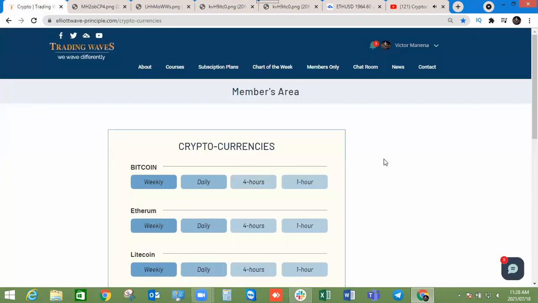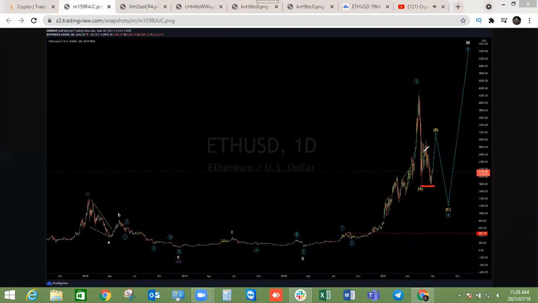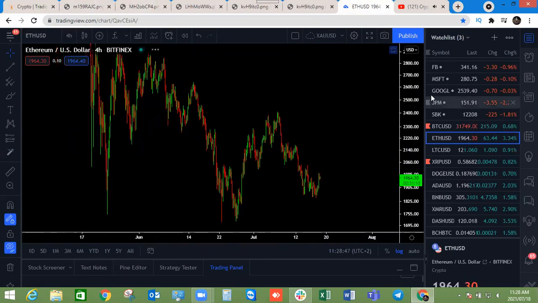I'm not going to go into as much detail on Ethereum as I did with Bitcoin, but I'm going to show you the daily chart on Ethereum. So the daily on Ethereum, we've been expecting this one to make at least a bounce here, at least a bounce in 3 waves before we push to the upside. Let's have a look here at the current structure on Ethereum. Are we going to get that bounce?